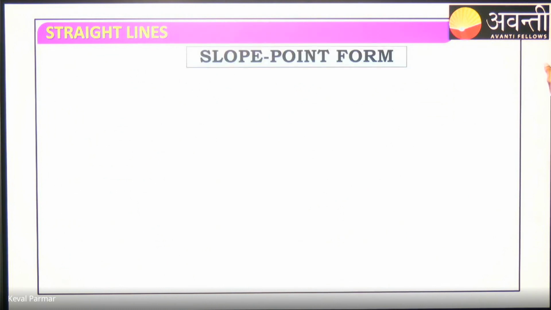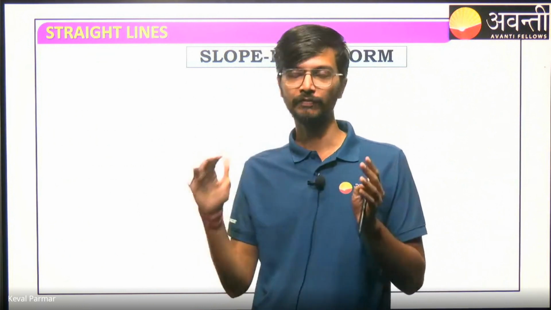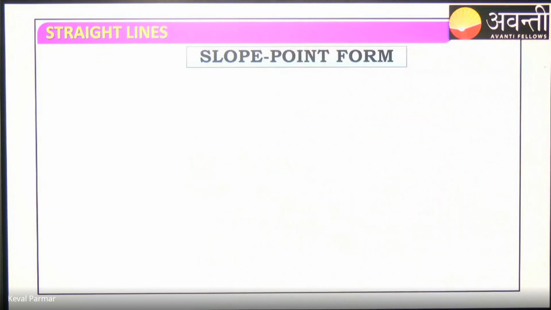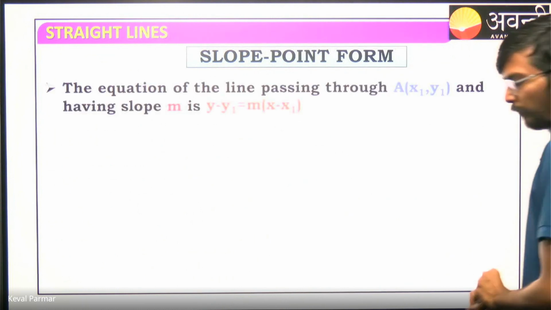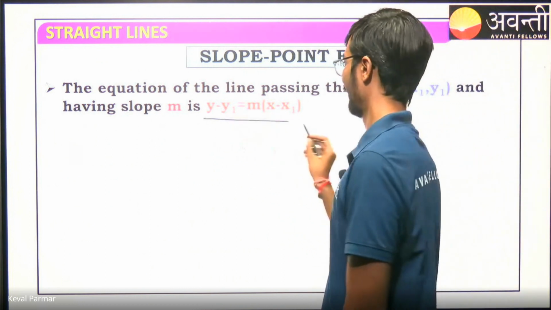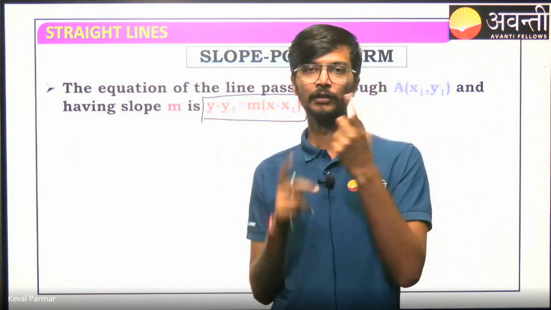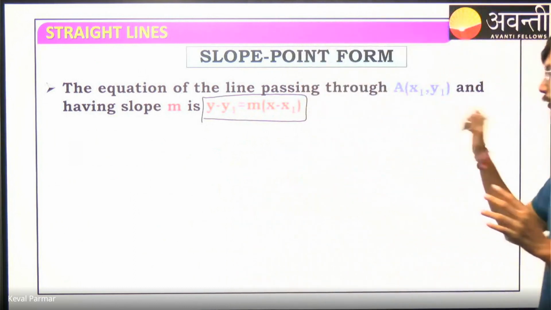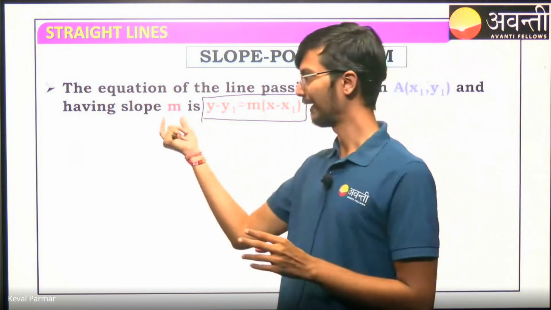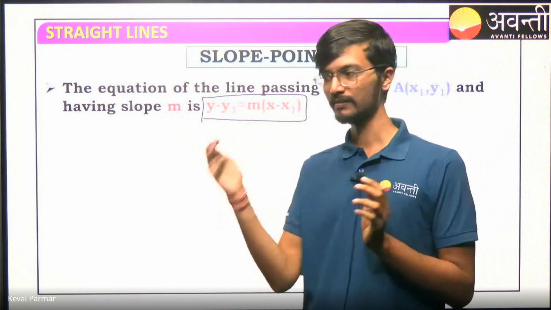Now the main awaited topic for today, which is slope point form to find the equation of a line. Let's see what a slope point form is. This is the slope point form. As we know, to find the equation of a line by using slope point form, we need two things, slope and point. Suppose the point is x1 comma y1 and the slope is m. Then what will be the equation? It will be y minus y1 equals m times x minus x1.